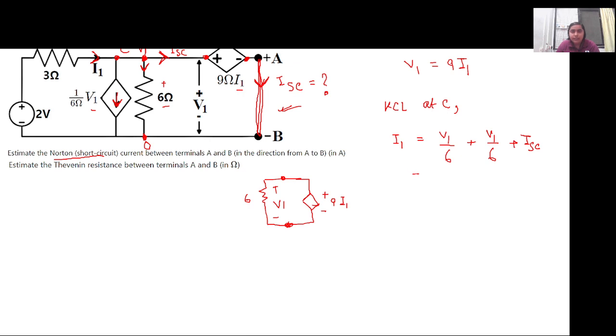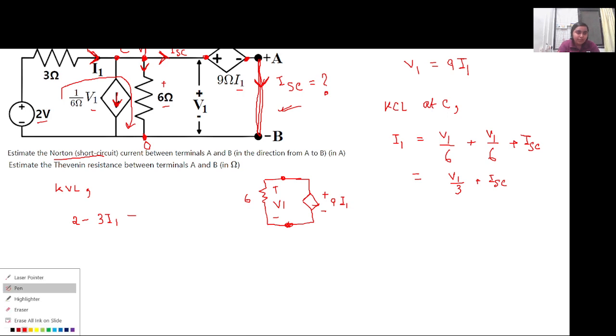So let us simplify this. This is V1 by 3 plus ISC. Now the third equation that we will have here is applying the KVL across this particular loop, right? So we will start from this 2-volt source. So it is 2 minus 3 into I1, the voltage drop across the resistor, minus, so instead of this loop we can also go for the bigger loop, since there are no other resistances connected across it, to get the relation with ISC.